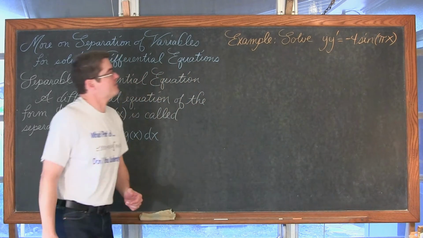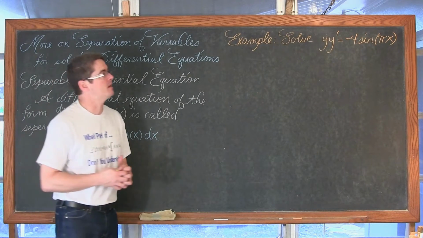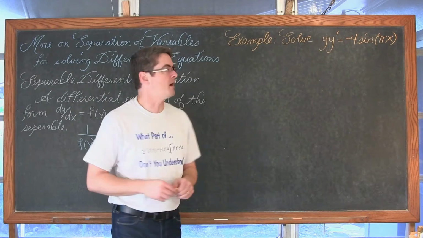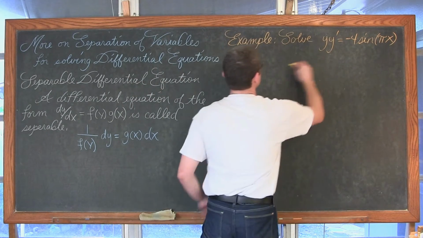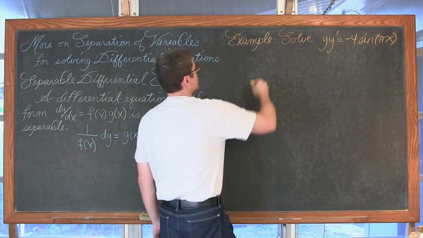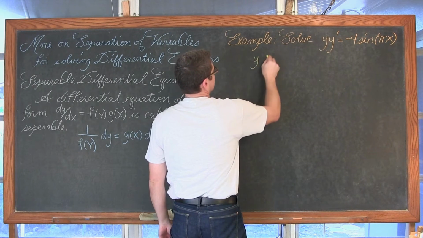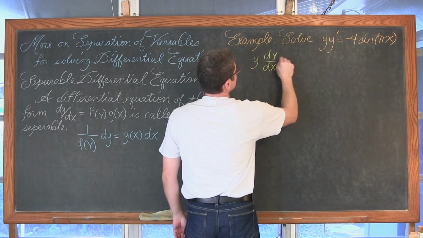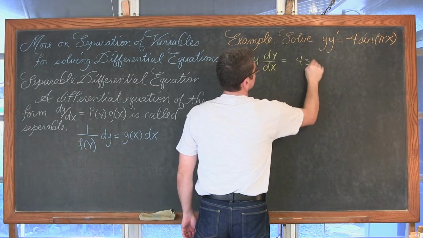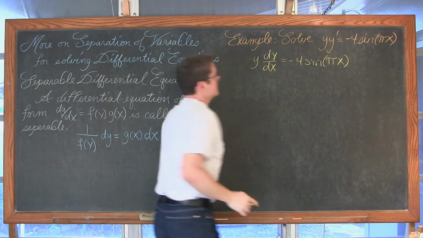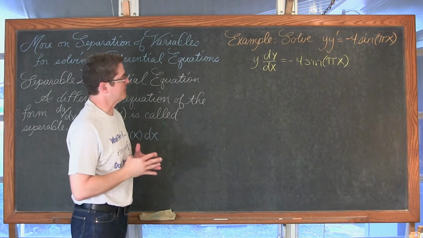So over here we have: solve y times y prime is equal to -4 times the sine of pi x. This notation's nice, but for the purposes of these types of problems, I'm going to rewrite that as dy/dx, and that's equal to -4 sine of pi x.